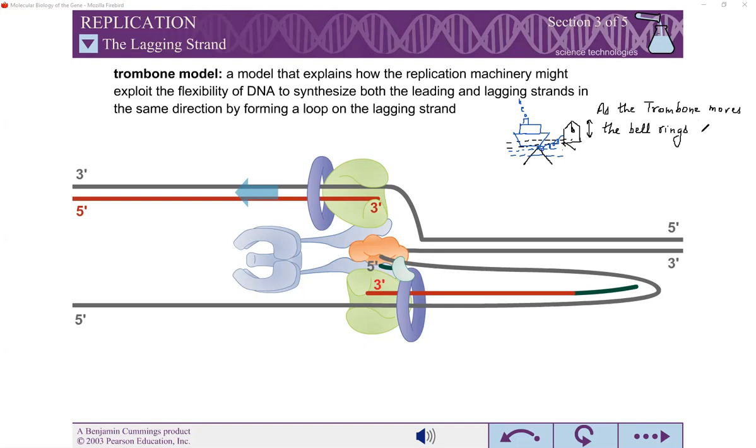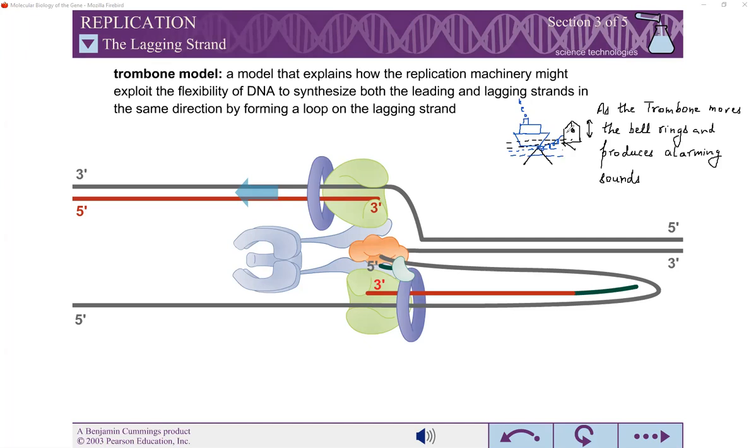The bell rings and produces an alarming sound.